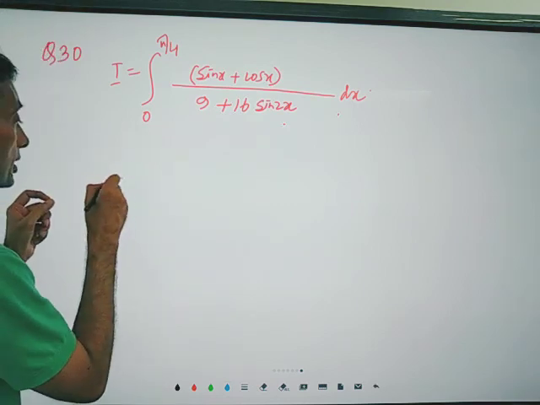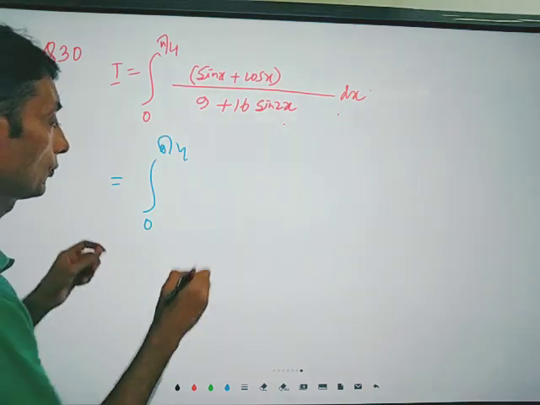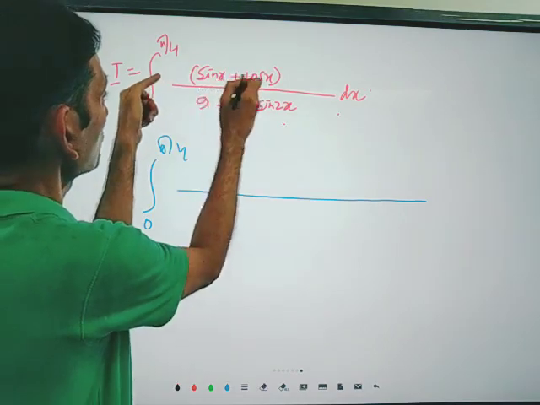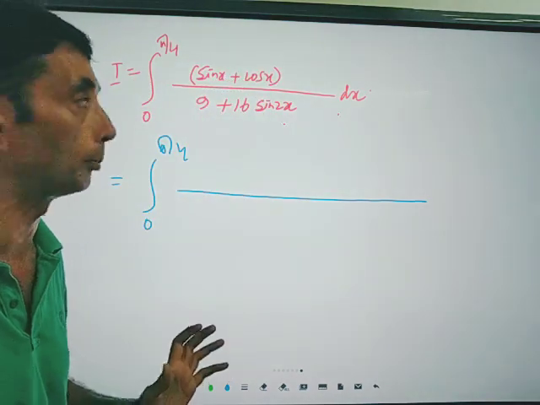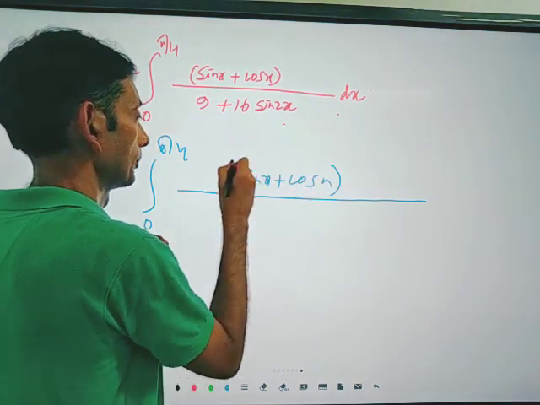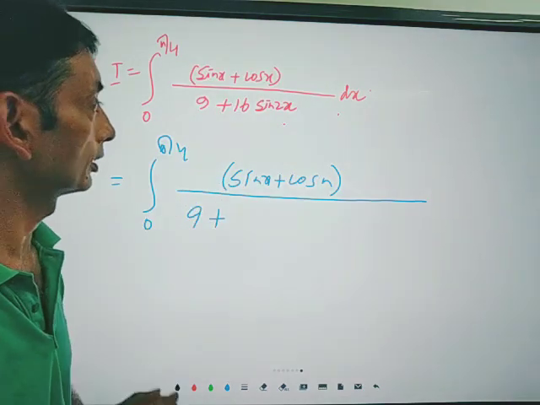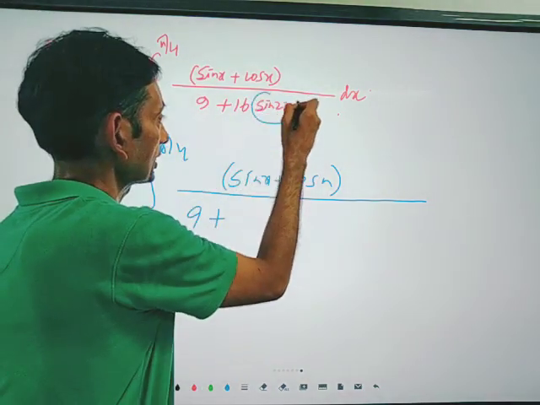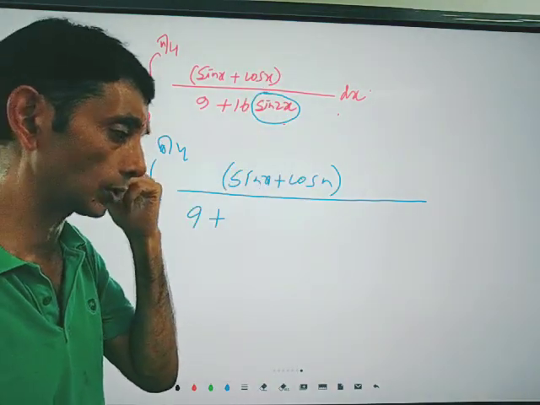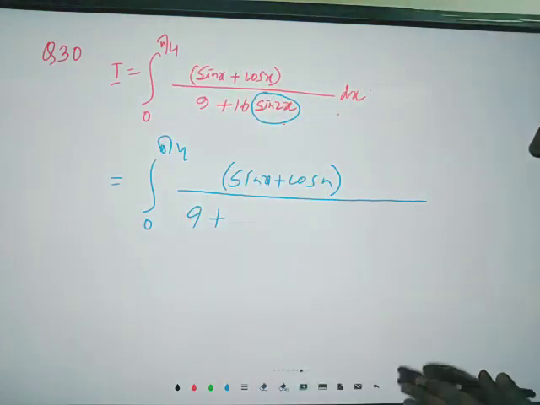So to solve these questions, 0 to pi by 4, and we have seen that we don't get any help from this function sin x plus cos x at this moment. I'll just write it as it is, sin x plus cos x, and 9 plus 16. We have seen a function that is sin 2x. We know that sin 2x can be written in the form of 2 sin x cos x.